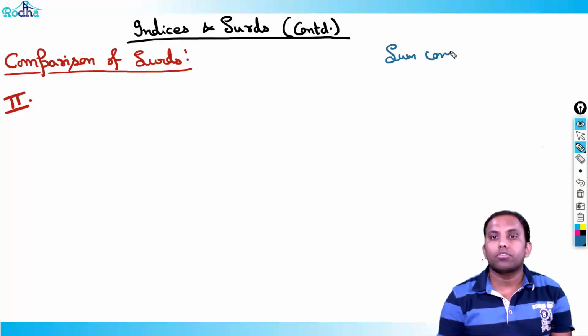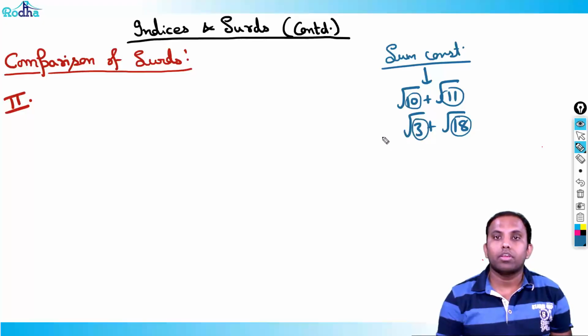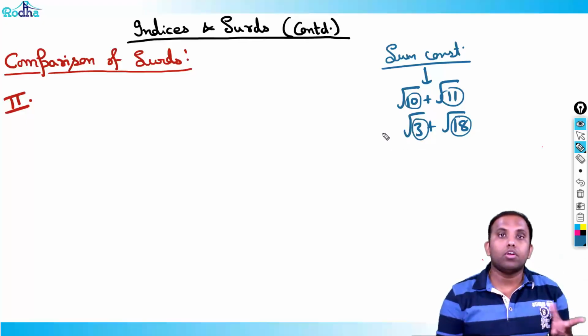When sum was constant. Sum constant means like suppose it was root 10 plus root 11 or root 3 plus root 18. So sum of the values inside the root is constant, right? 10 plus 11, 21. 18 plus 3, 21. This is constant. So we had a direct shortcut. We derived the logic and we created a direct shortcut for it, right? Same thing now we'll do.